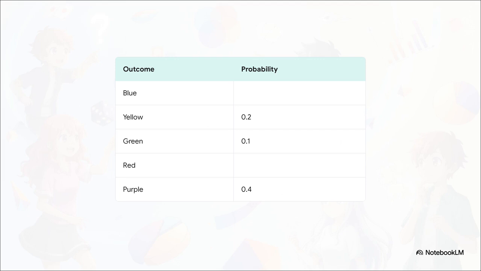Let's see how all this builds into a classic, real-deal exam puzzle. Imagine Amelia's spinner. We've got 5 colors: blue, yellow, green, red, and purple. Now, we know yellow is 0.2, green is 0.1, and purple is 0.4. But blue and red are totally blank. The only clue they give us is that the spinner has an exact equal chance of landing on blue or red. So, how on earth do we figure out those missing values?